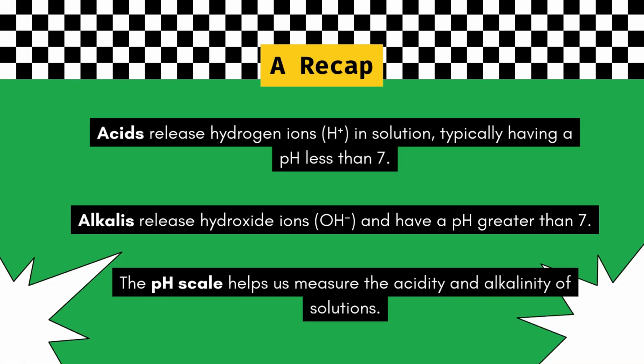Acids release hydrogen ions, H⁺, in solution, typically having a pH less than 7. Alkalis release hydroxide ions, OH⁻, and have a pH greater than 7. The pH scale helps us measure the acidity and alkalinity of solutions.